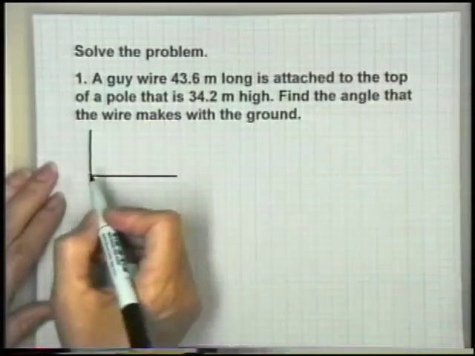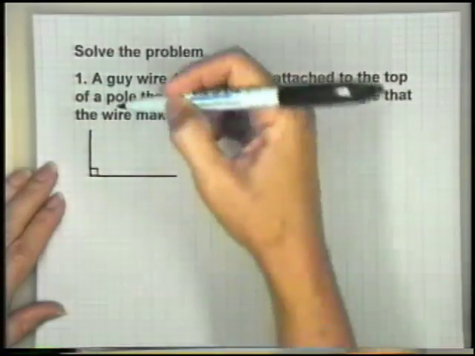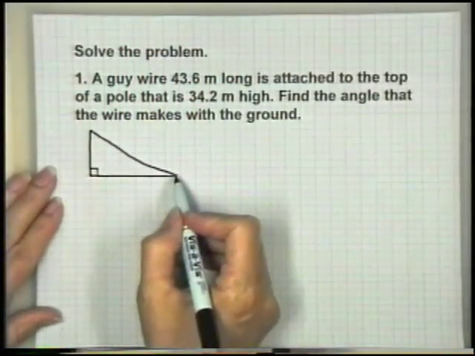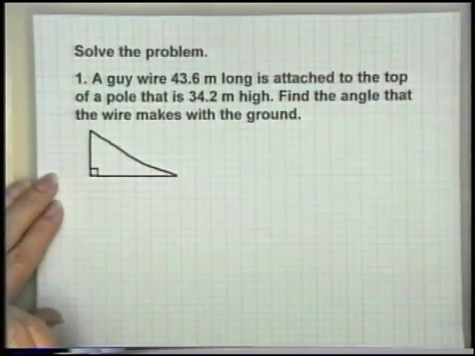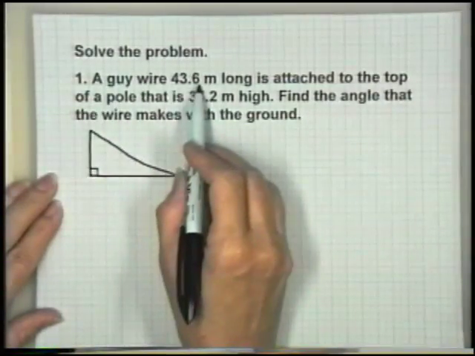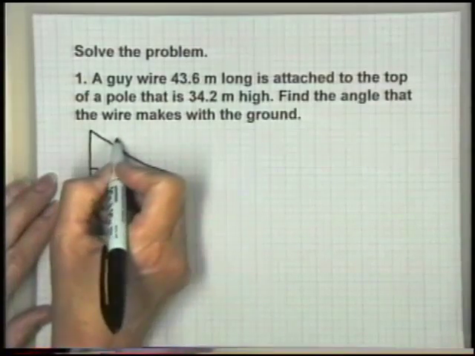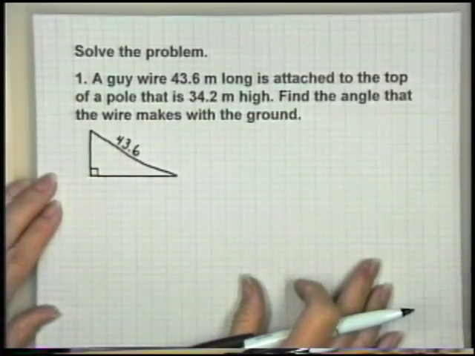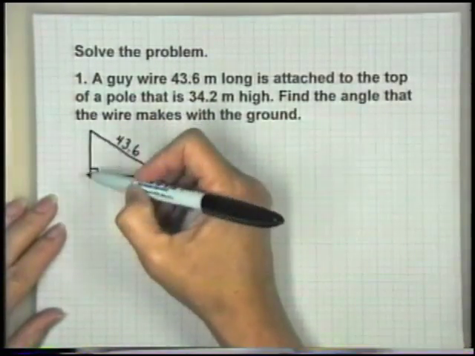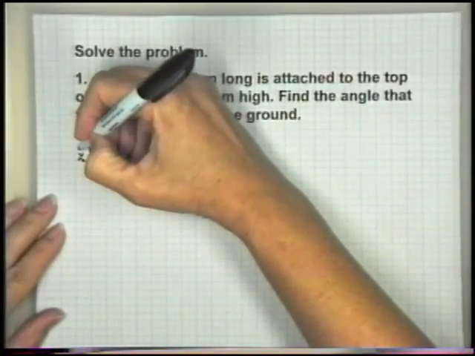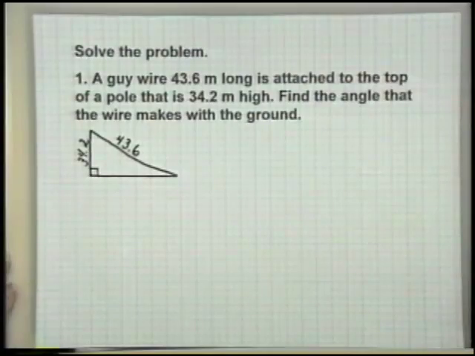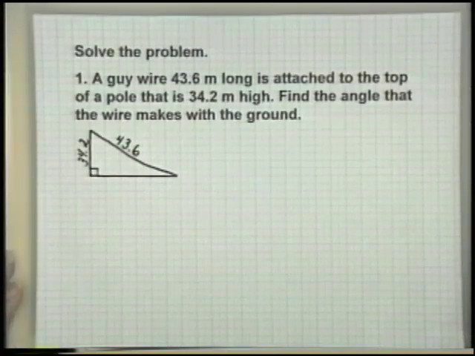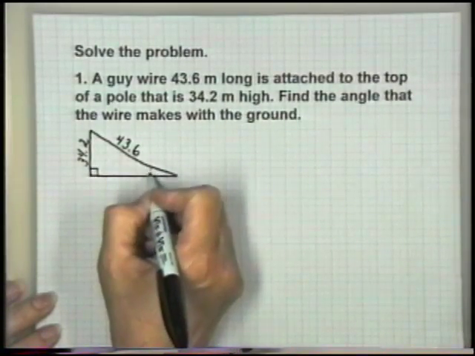So this will represent my pole. Here's my right angle. This will represent my guy wire, and of course that's where it's attached to the ground, and this will be my ground. So it tells me that the guy wire is 43 6/10 meters. So let's label that. And it tells me how tall my pole is. If this is my pole, then I know that this distance is 34.2 meters, and I'm asked to find the angle that the wire makes with the ground. Now, that would be this angle right here.